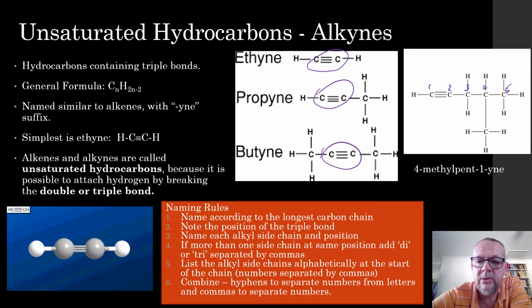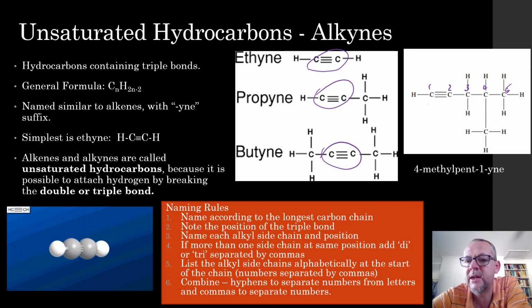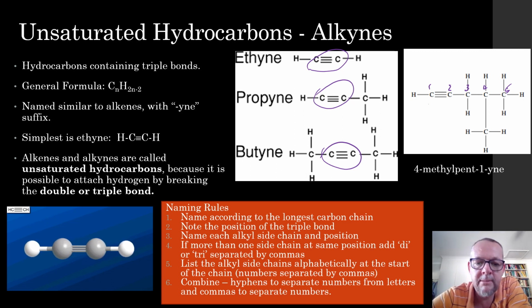Now we'll name the alkyl side chain and position. You can see that it's on the 4th carbon, so it's going to be a 4-methylpent-1-yne. And then you just list the alkyl side chains alphabetically at the start of the name. Numbers are separated by commas, remember that. And you combine your hyphens to separate the numbers from the letters and the commas to separate the numbers.